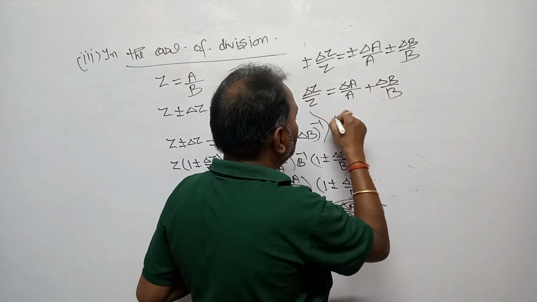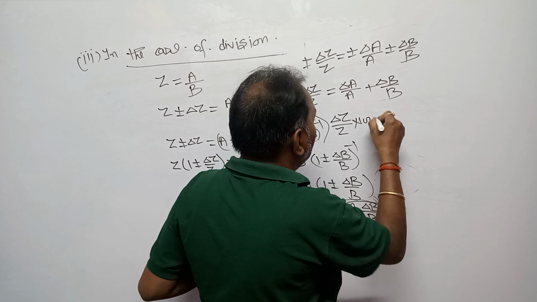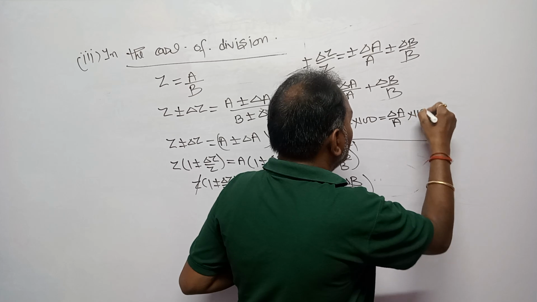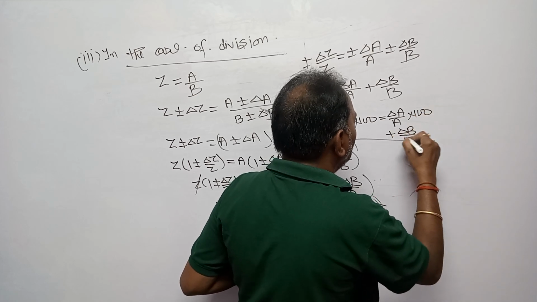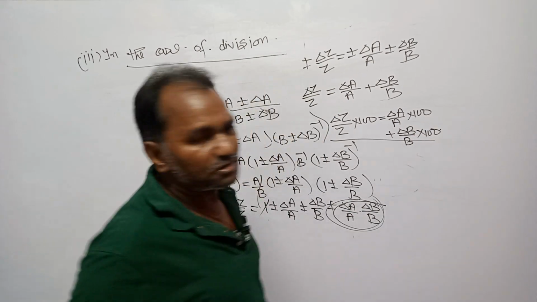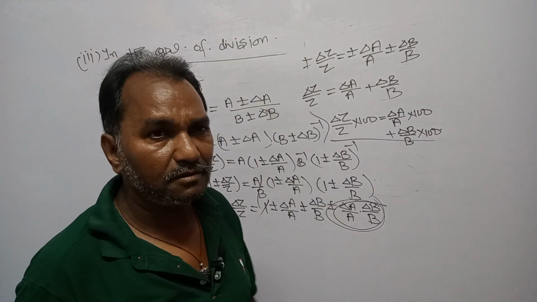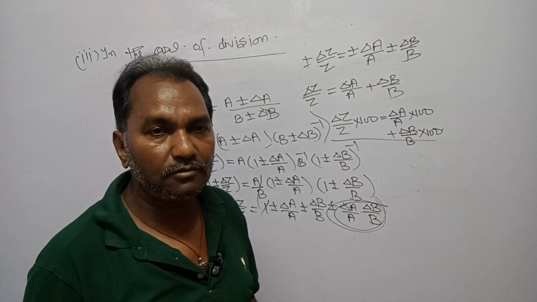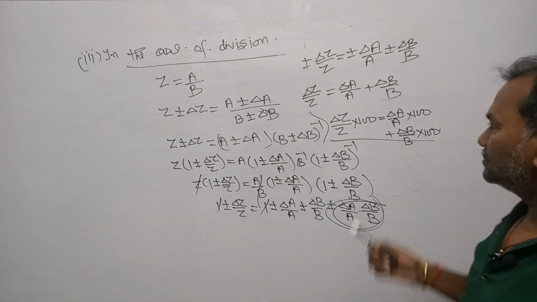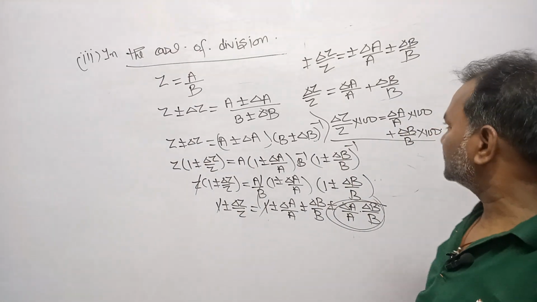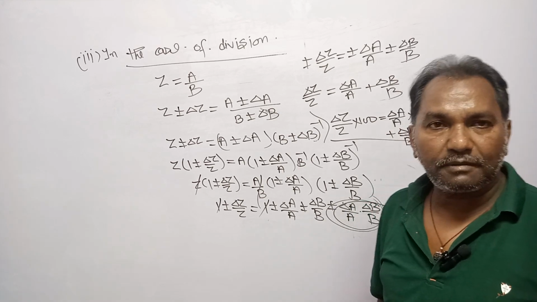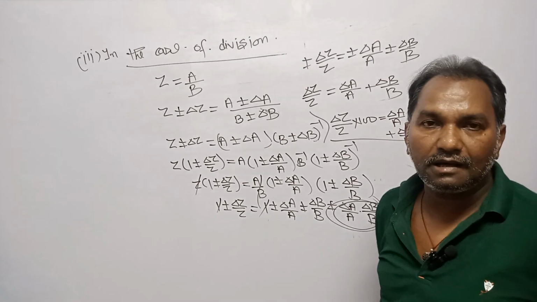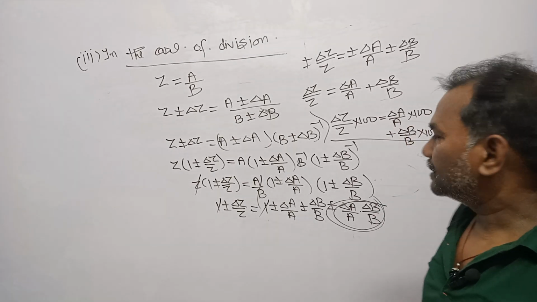Now multiply with 100, you will get the percentage error in the value of Z, that works out to be delta A over A into 100 plus delta B over B into 100. Dear students, you can observe that whether it is a product, Z is equal to A into B, or a division, Z is equal to A upon B, in both cases you will get the same answer. Delta Z upon Z into 100 is equal to delta A upon A into 100 plus delta B upon B into 100.